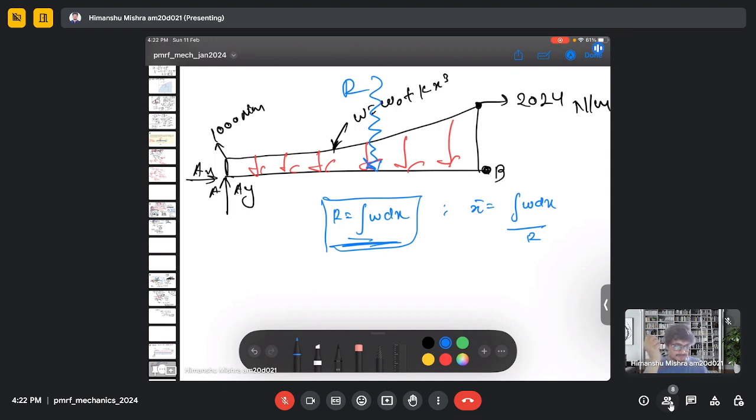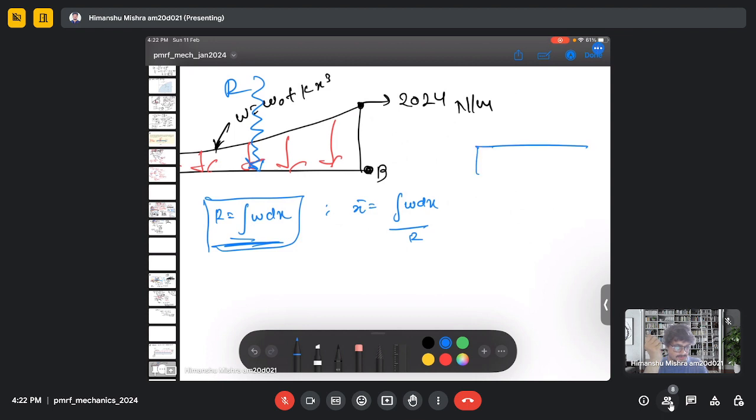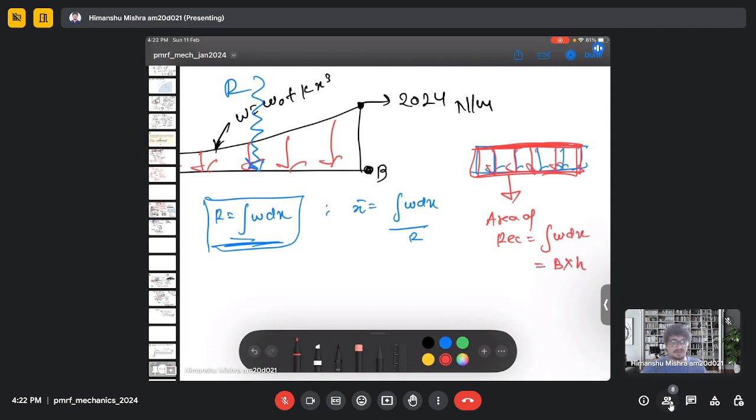Similarly, if the load is like this, we need to find the area under this curve, which is just a straight line. And we know what the area of this rectangle is, which is basically the area under this curve. So basically, my area of rectangle equals WBX, and the same equals B multiply H. For the triangle, it is BH by 2.